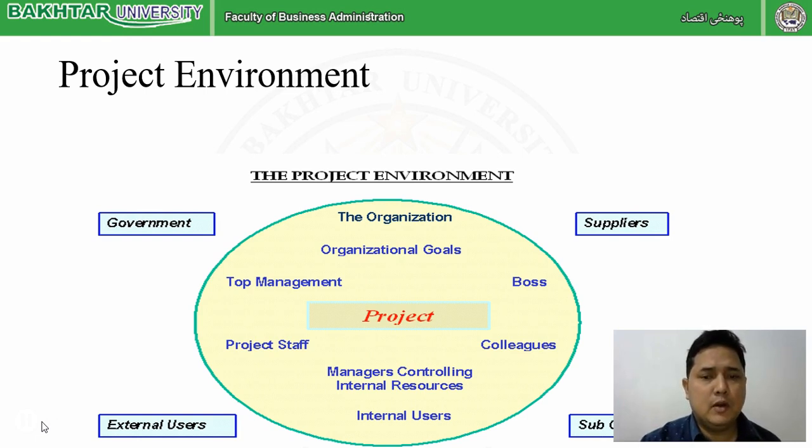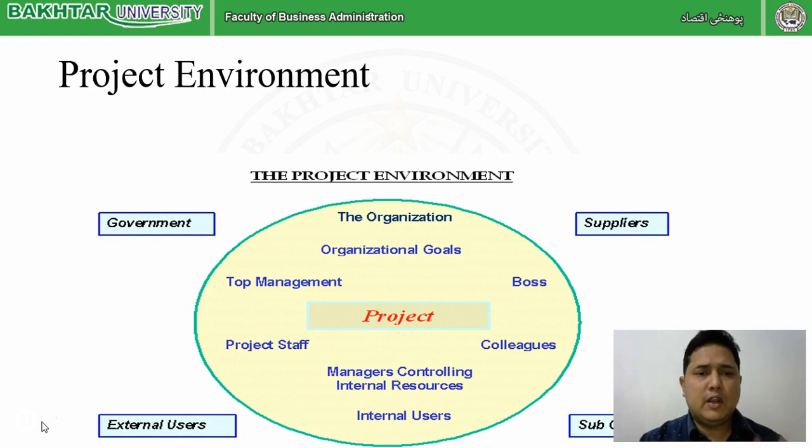External user, what is our client's demand? What is their change in the demand? Whether they accept the project that we are going to make. Supplier, whether they are making the supply on time, whether they are providing the raw materials on time at the right cost. Subcontractor. So these are all external factors.